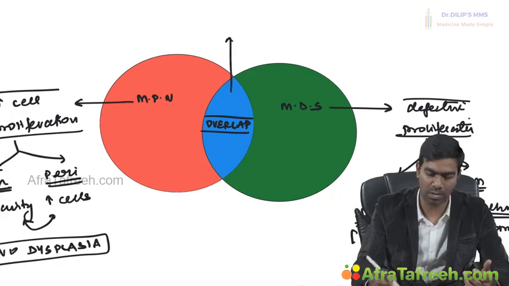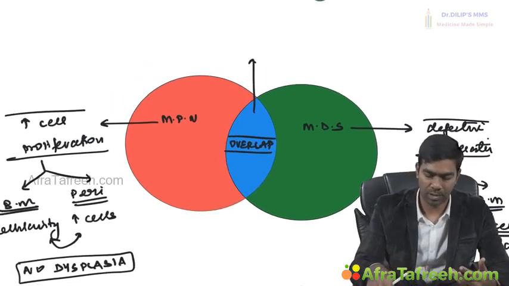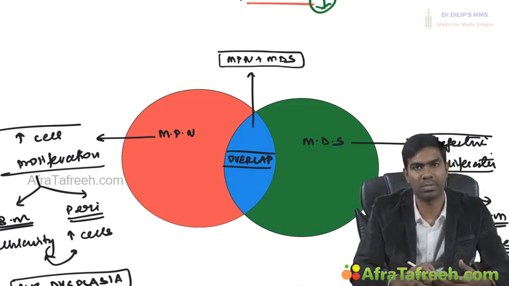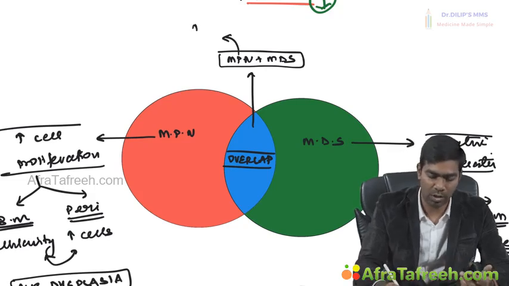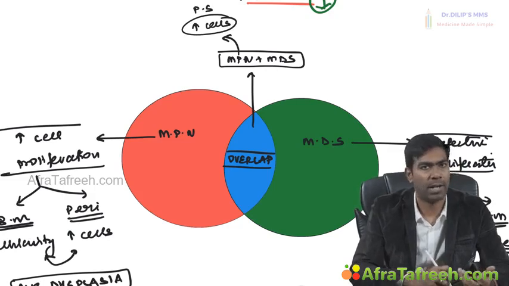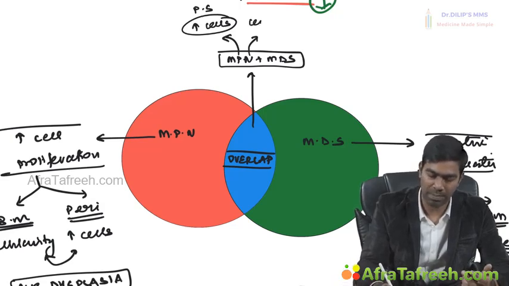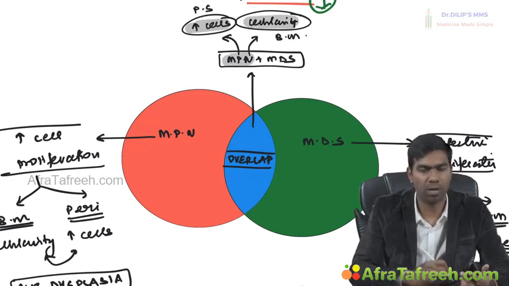And what are these overlap syndromes? Overlap syndromes, to be specific, are in between MPN and MDS. So they will have combined features of both myeloproliferative neoplasm and myelodysplastic syndrome. What is the feature of myeloproliferative neoplasm? They are going to have increased cells in the peripheral smear. Clear? At the same time, the bone marrow also will have hypercellularity, or increased cellularity. So these are typically features of myeloproliferative neoplasm.